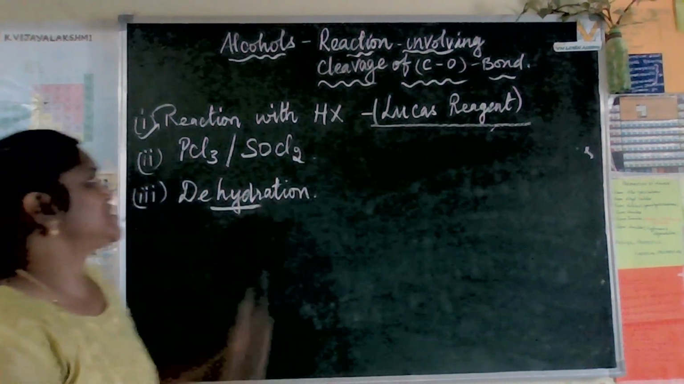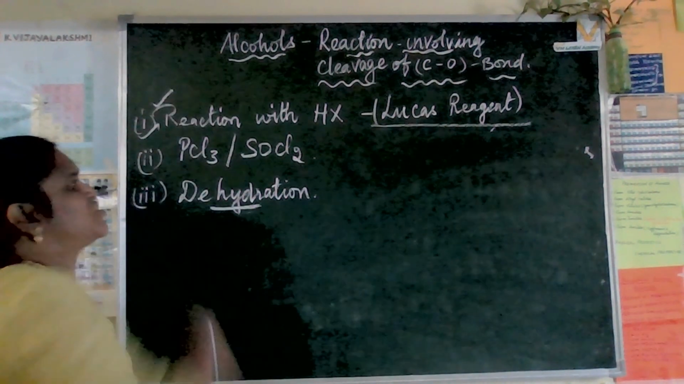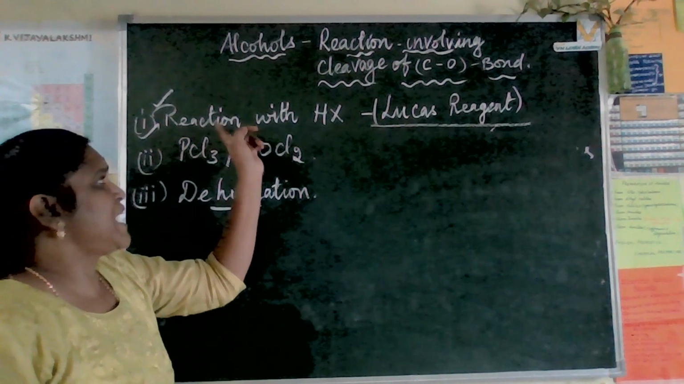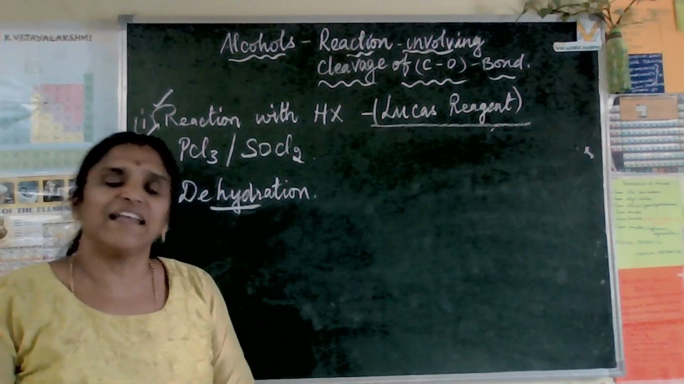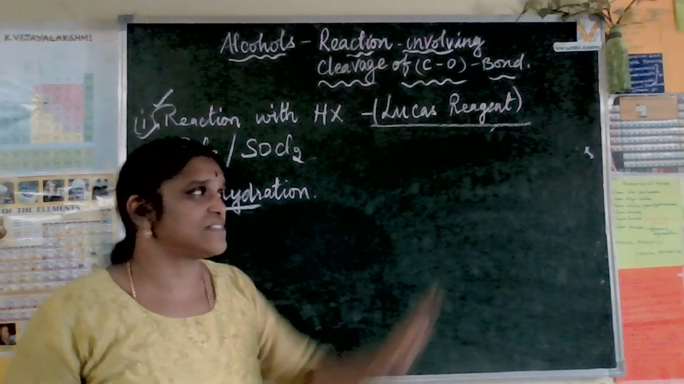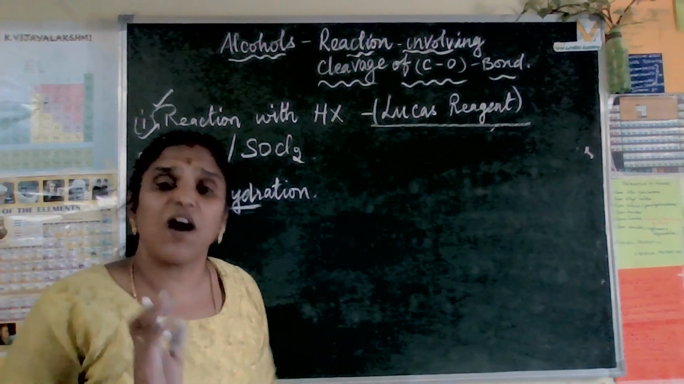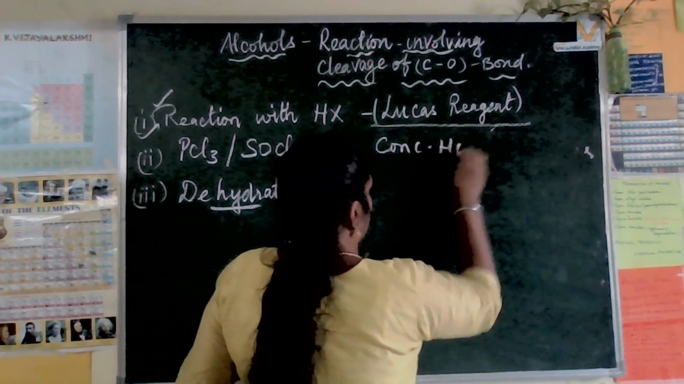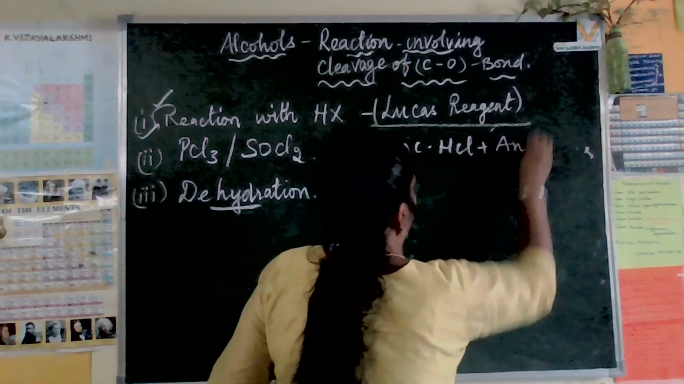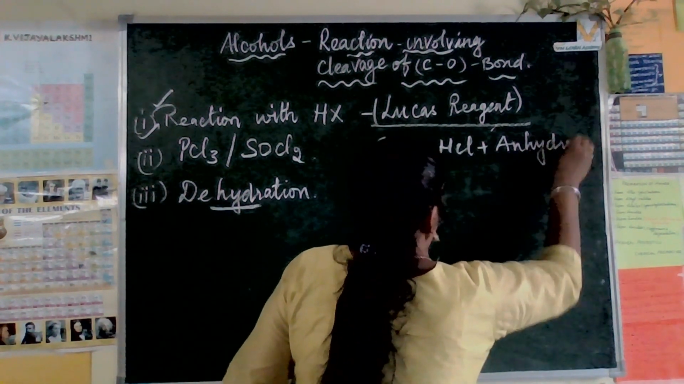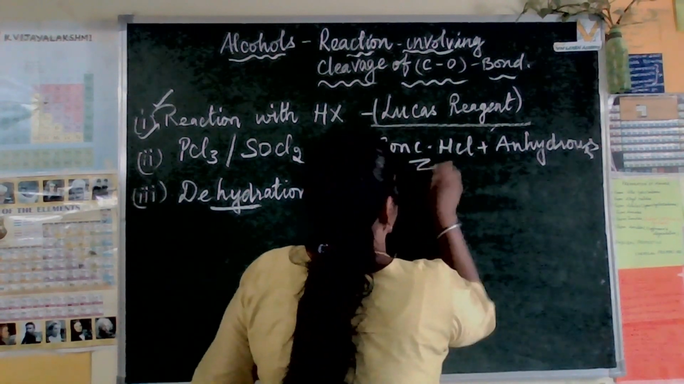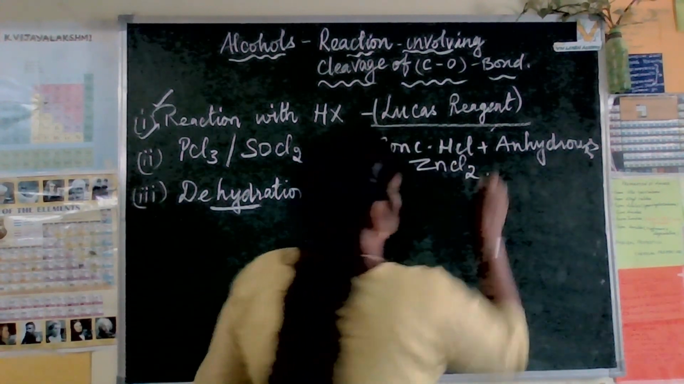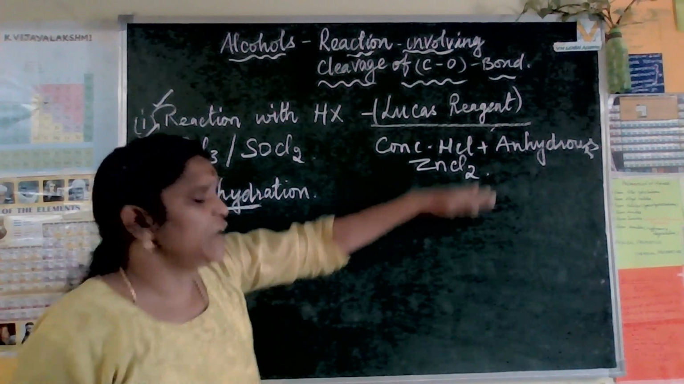Okay, the first one is the reaction with hydrogen halide. Reaction with hydrogen halide is nothing but the Lucas reagent. So what is Lucas reagent? Concentrated HCl and anhydrous zinc chloride. This is the Lucas reagent.